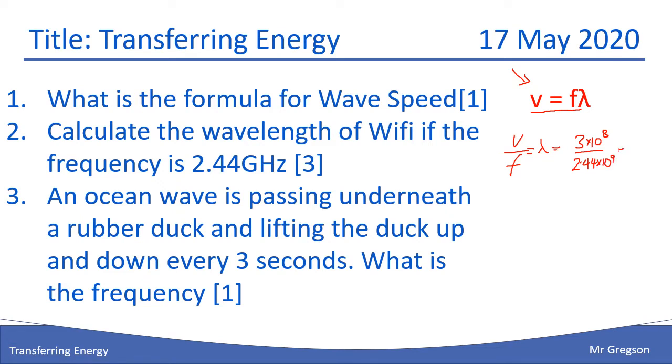And if I put that in my calculator quickly, and if you haven't done this yourself, put it in the calculator just to double check my maths. So 3 times 10 to the power of 8 divided by 2.4 times 10 to the power of 9, and that comes out at 0.12. And remember, it's wavelength. A length is in meters in physics, or so we could say 12 centimeters or 0.12 meters. That's how big the wavelength of your Wi-Fi is, guys.